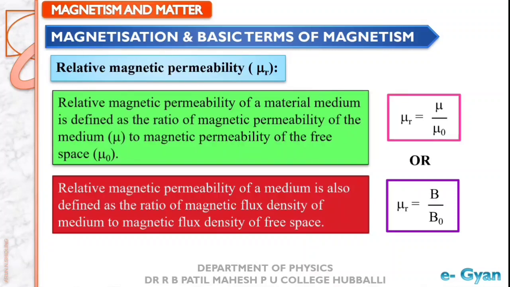That is, how much magnetic flux density or magnetic induction is there in a medium compared to the magnetic induction in free space. So this is the definition of relative magnetic permeability.